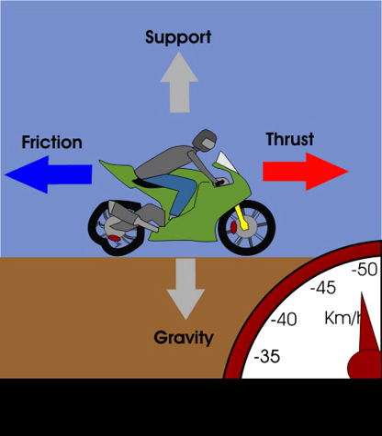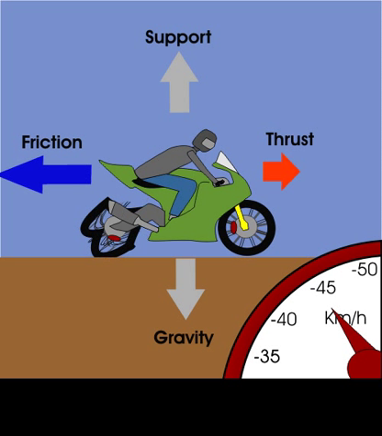Oh no, the back tire has blown out, so the friction arrow greatly increases, while the thrust arrow decreases quickly, so the forces are unbalanced as a result.